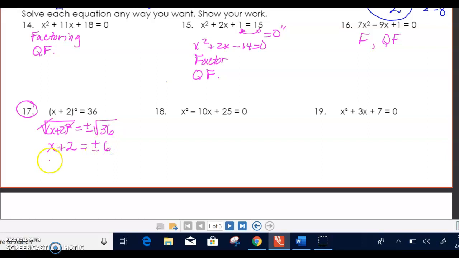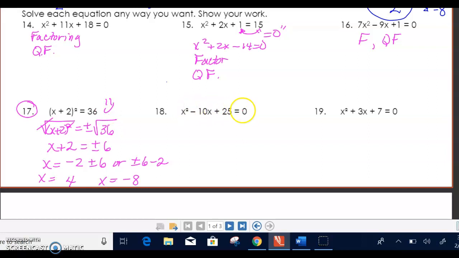To find my final values, I'm going to subtract the 2, and so I'll end up with negative 2 plus or minus 6. Or you could have written that as plus or minus 6 minus 2. Either way, you'll get 2 answers. Negative 2 plus 6 is what? 4. Negative 2 minus 6 is what? Negative 8. 2 answers. This is a really nice problem.